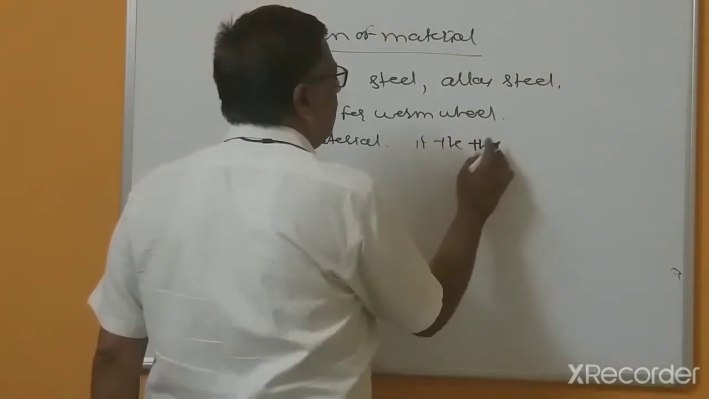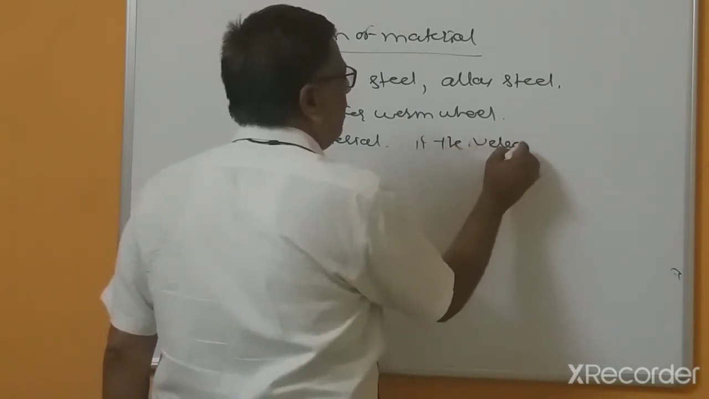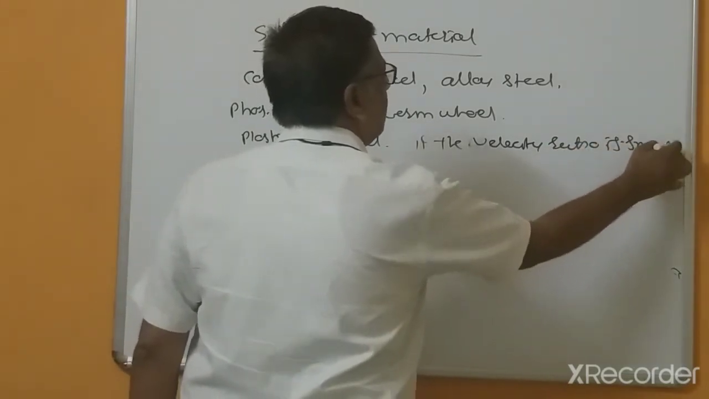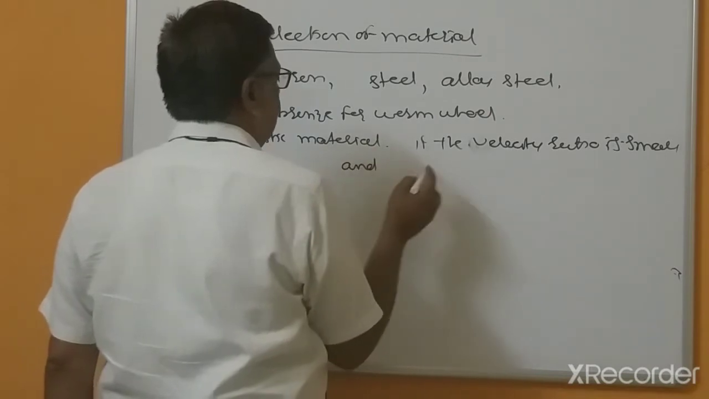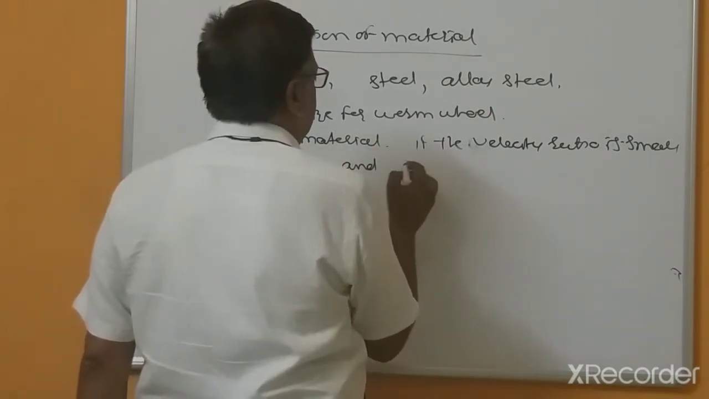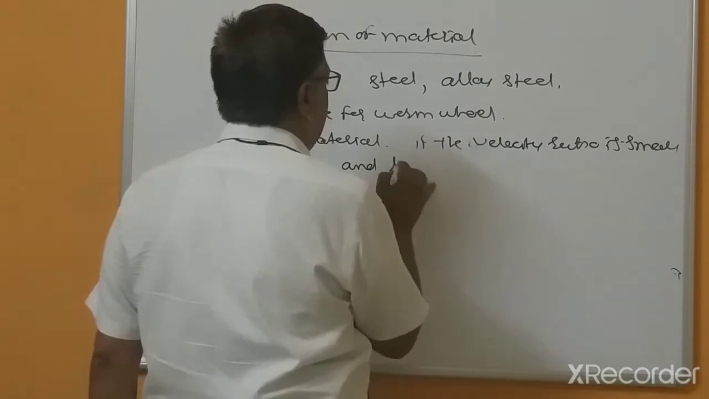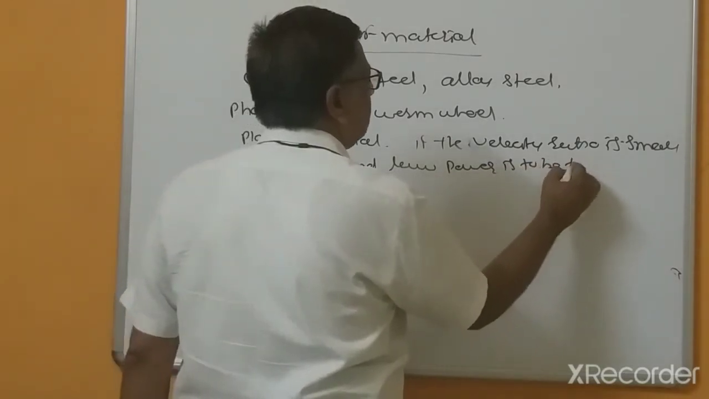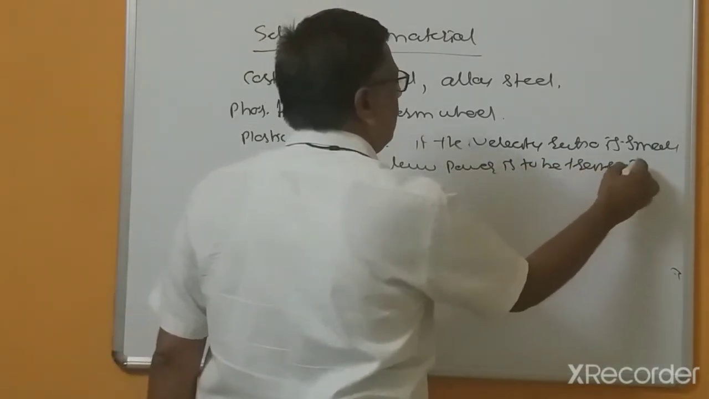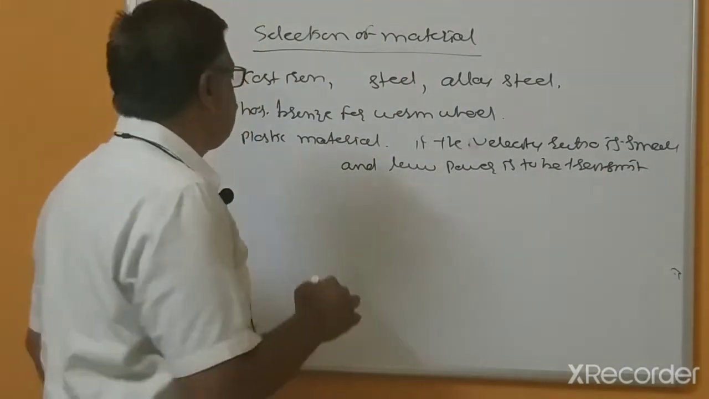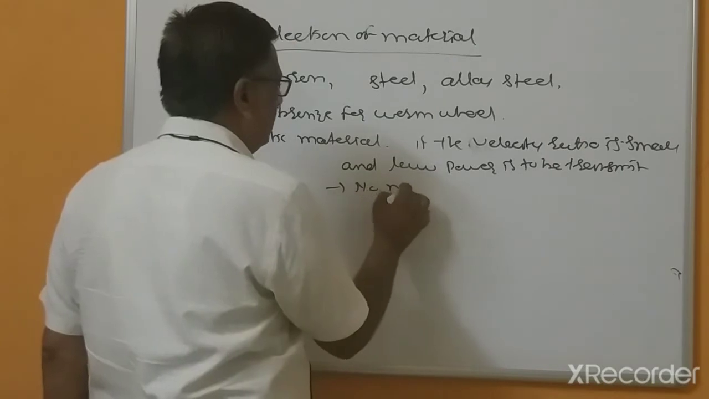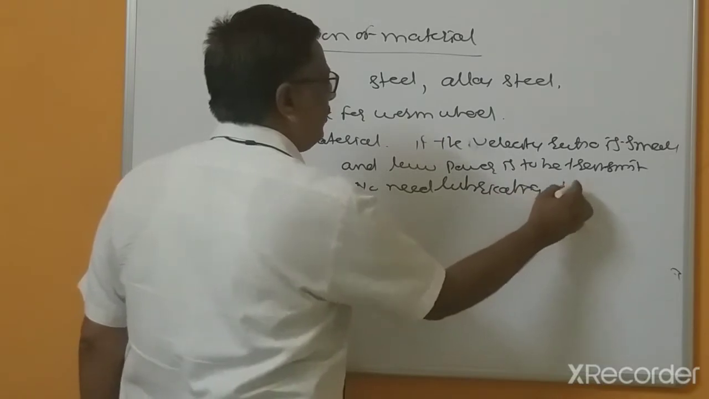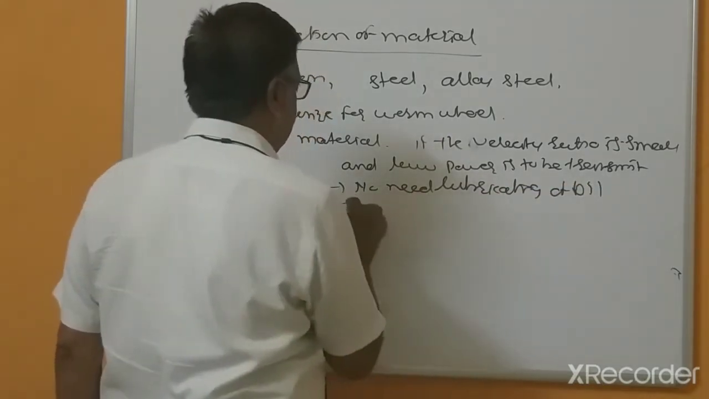And the plastic type of materials, if the velocity ratio is small and low power is to be transmitted, then you can use plastic materials. So these plastic materials need no lubricating oils, and are less costly.